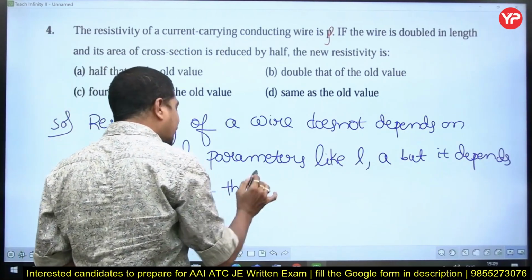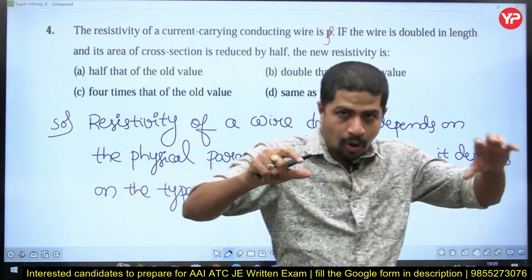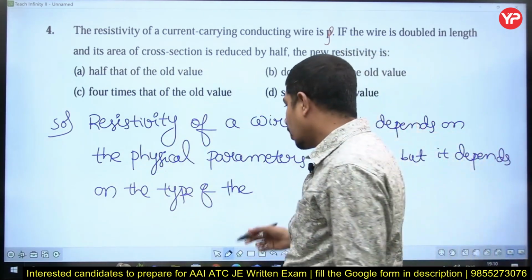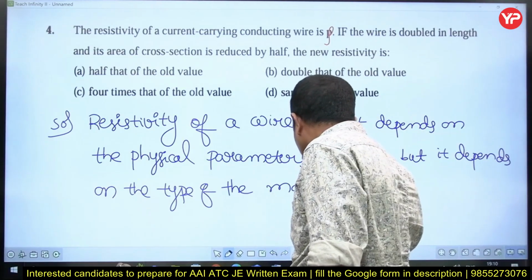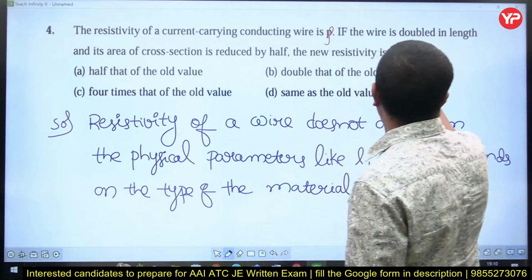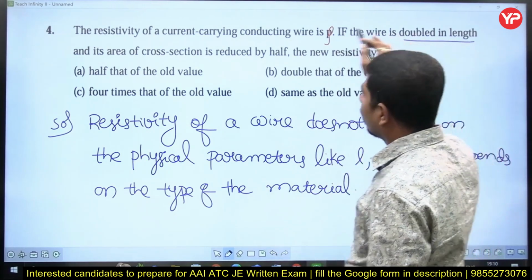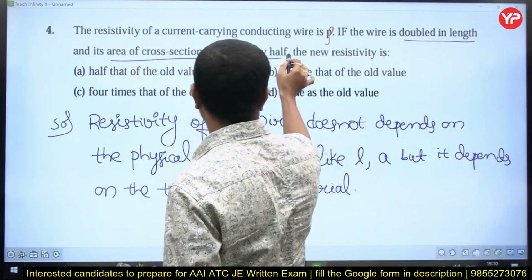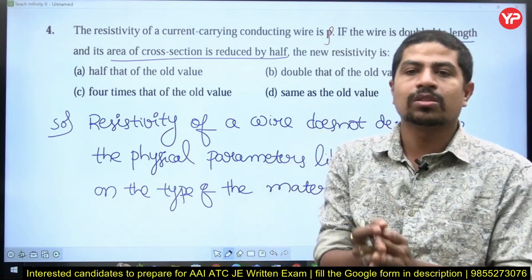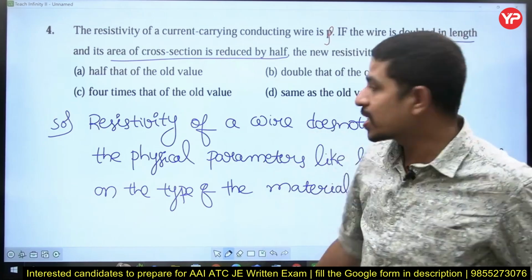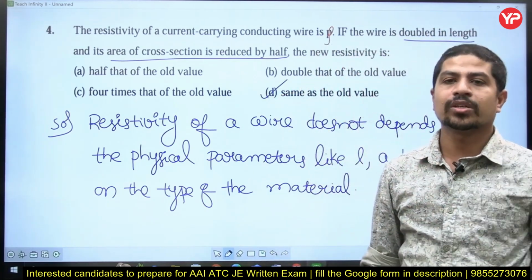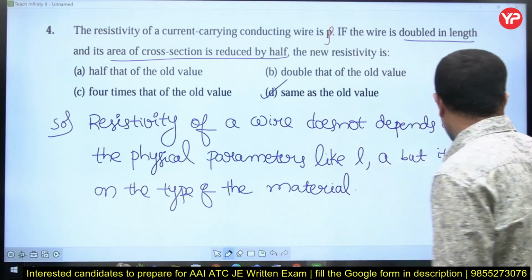Means if it is iron, whatever may be the length, whatever may be the area you take, iron resistivity is going to be fixed, depending on the type of the material. Here he said only the length of the wire is doubled and the area of cross section is reduced by half. But he is not saying that the material is changed. Material is not changed. Therefore, its resistivity is going to remain the same as the old value. Let's go to the next question, please.